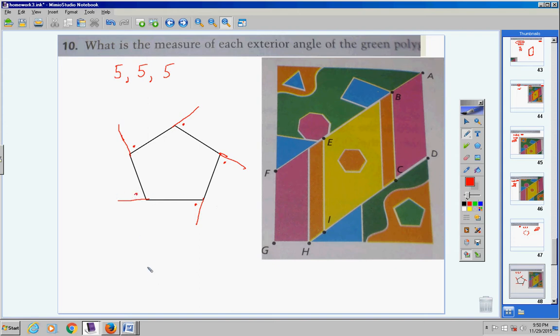Okay? So, what's the sum of the exterior angles? It's always 360. The interior angles is when you have to use this formula here. Got it? Exterior angles use 360. Well, there's 5 angles. So if you divide 5 into 360, you get 72 degrees. So all of these exterior angles here are 72 degrees, every single one. Okay? 72 degrees. Alright, moving on to number 11.